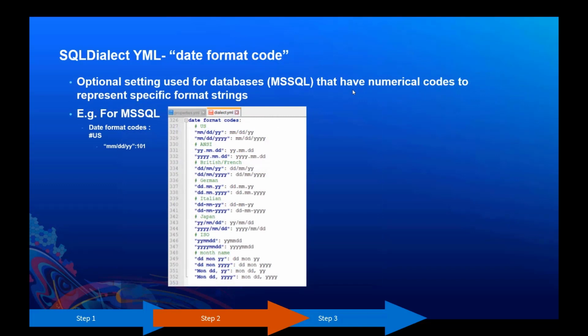The last section is the date format code section. This is an optional section that is used for databases that have specific date format codes used to represent a specific format string. So in this example, we see that for Microsoft SQL Server, the date format code 101 is used to signify month / day / year.